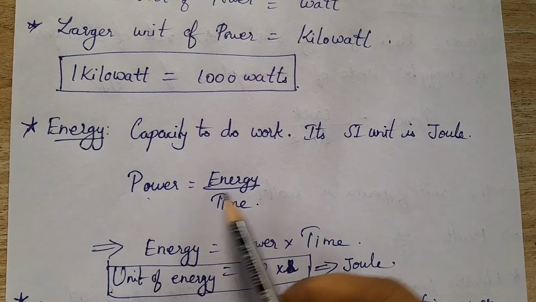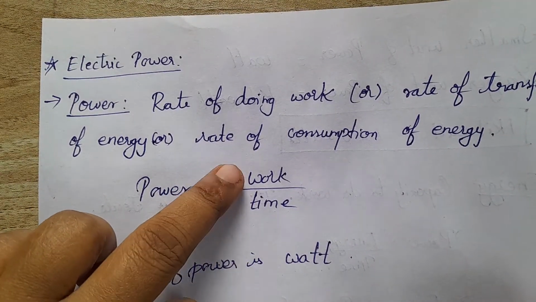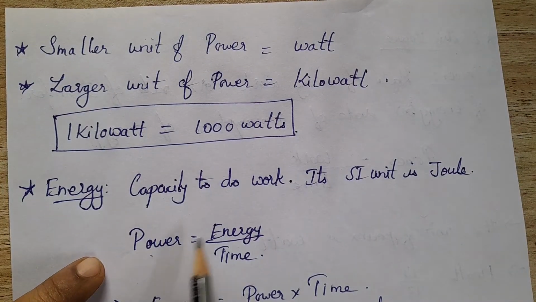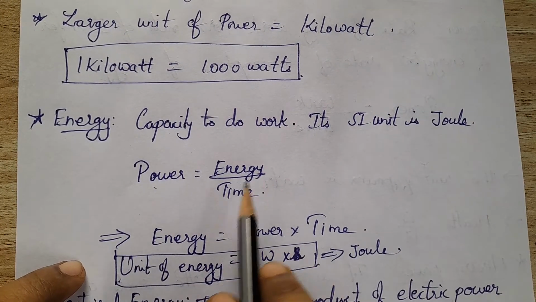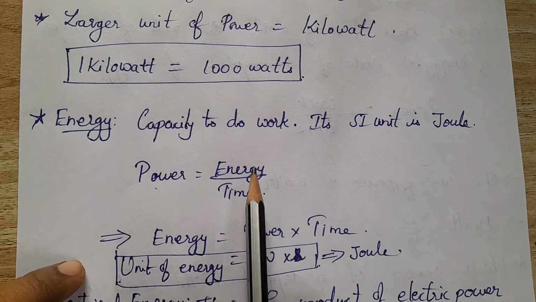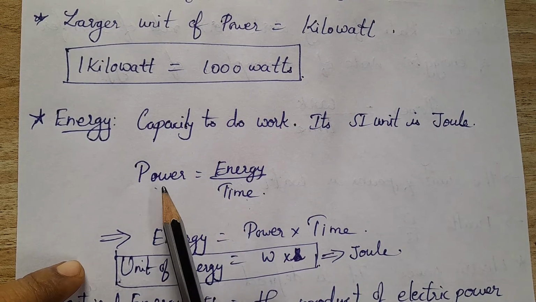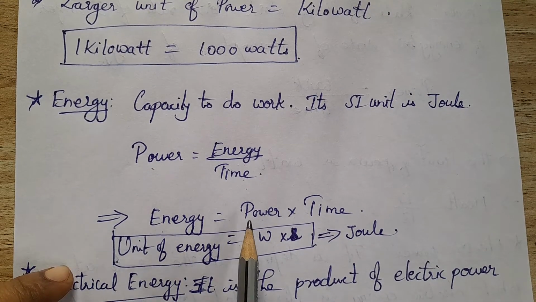You know that power equals work done by time. Work is nothing but energy consumed here, right? So we can rewrite power equals work by time, and instead of work, we can write energy. Power equals energy by time. We are going to calculate energy here, so we keep energy on one side and bring the time to the other side. So energy equals power into time.